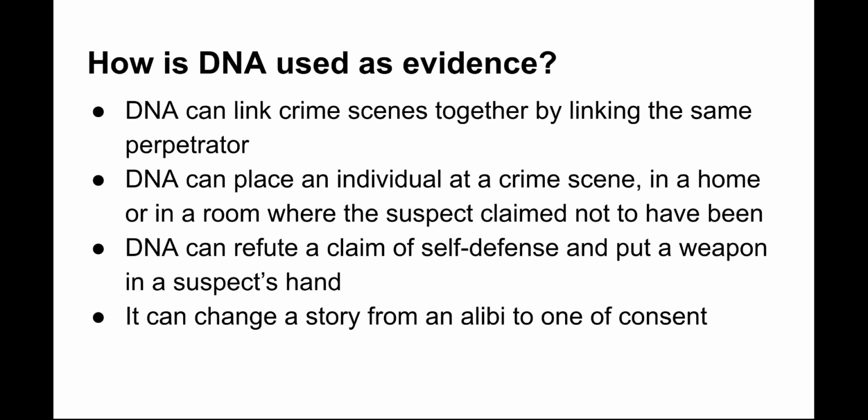So DNA can link crime scenes together by linking the same perpetrator. So if someone committed crimes across state lines, they can use DNA evidence to link the suspect to both crime scenes. You can also place an individual at a crime scene in a home or in a room where the suspect claimed not to have been. Such as, if they were to find a piece of the suspect's hair in a room, they could then match that suspect to that room. DNA can also refute a claim of self-defense or put a weapon in a suspect's hand, and it can change a story from an alibi to one of consent.